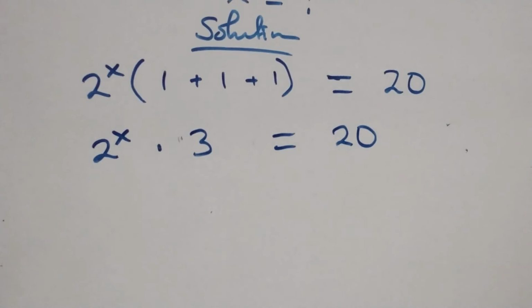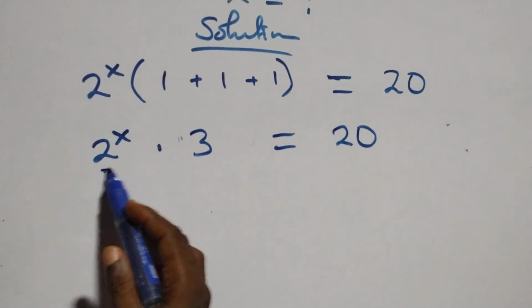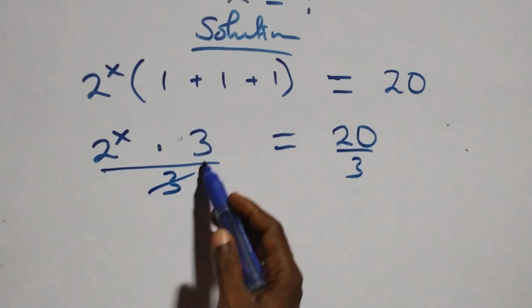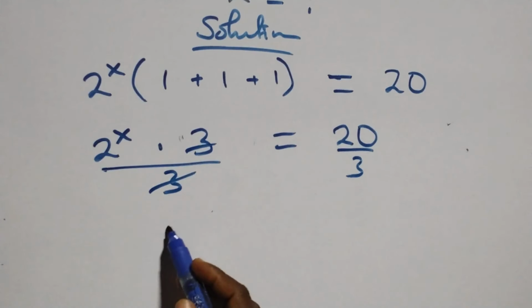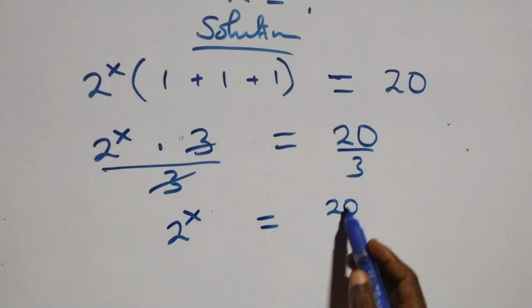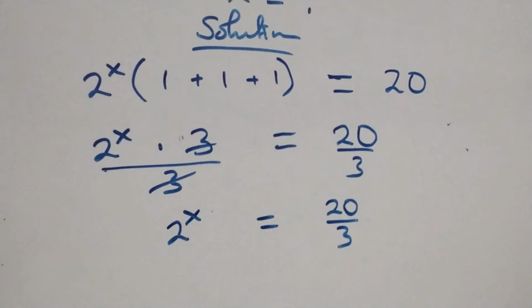The next step here, divide both sides by 3. That is, divide this side by 3. Also, divide this side by 3. Here, 3 cancel each other. You have 2 raised to power x equals to 20 over 3 here.